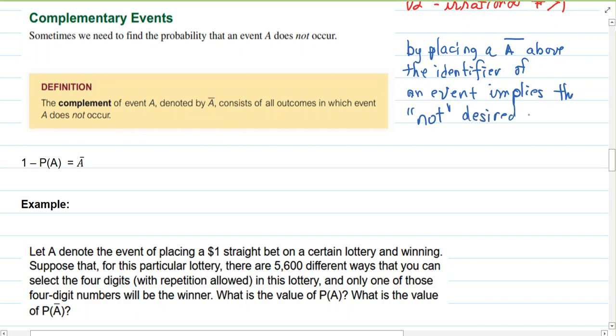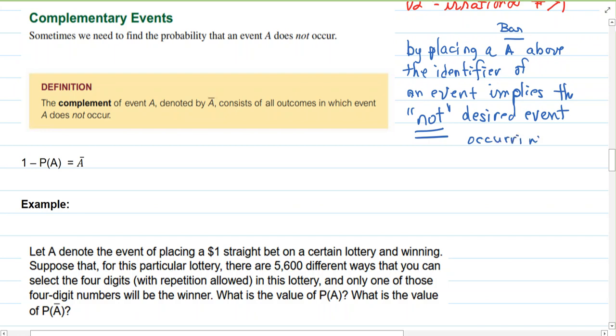So this is what I'm going to write for you, and hopefully it makes more sense. Now remember, the textbook uses precise information that sometimes leaves us in a want condition. So here we have, by placing a bar, this is the bar, above the identifier of an event implies the not desired event occurring.